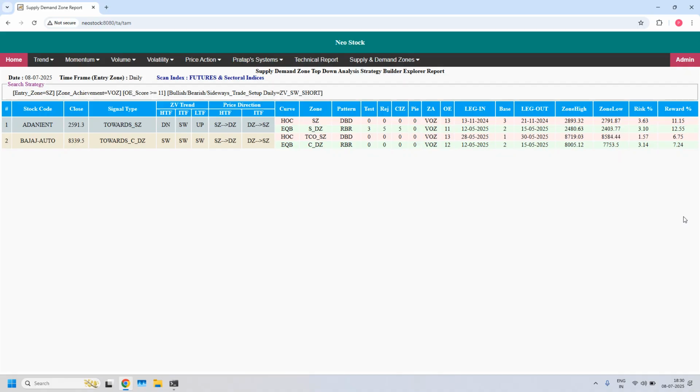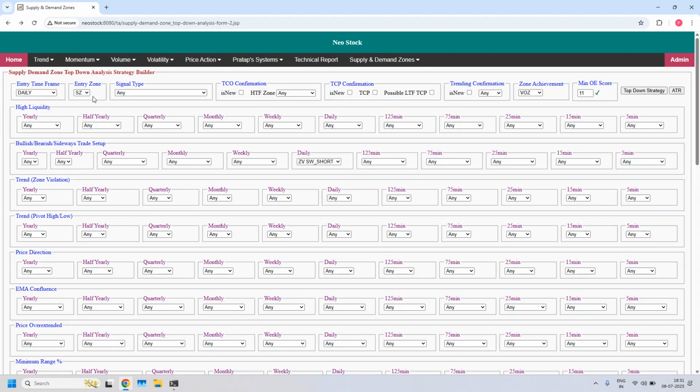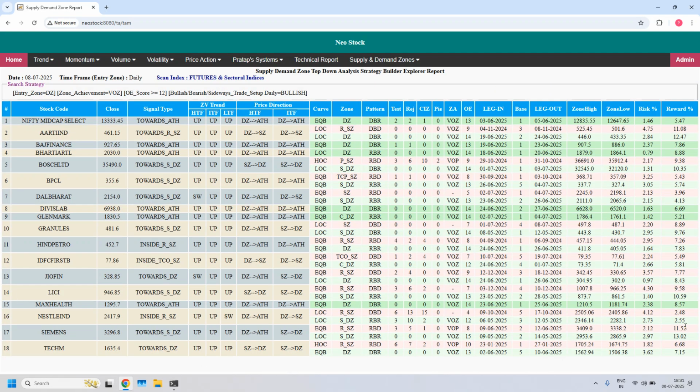Next, bullish trade setup for monthly income trade. The changes are daily demand zone. Here bullish, and also minimum odd and enhanced score should be 12. We got 18 stocks supporting bullish trade setup for monthly income trade, and entry time frame zones are daily demand zones. So total 18 daily demand zones we got.